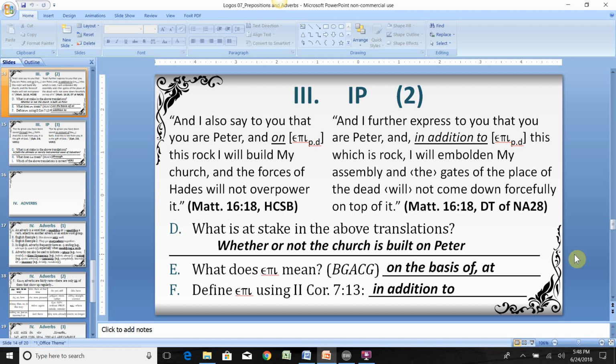If you had a fuller resource, like the lexicons that I gave you, or if you wanted to get really into it and get the BDAG, the big one, it would give that as a possible definition. But this is one that really could be translated either way. As per the basic definition of the dative, it's "on the basis of" or "at." You look into it a little further and you find out that "in addition to" is a viable option.